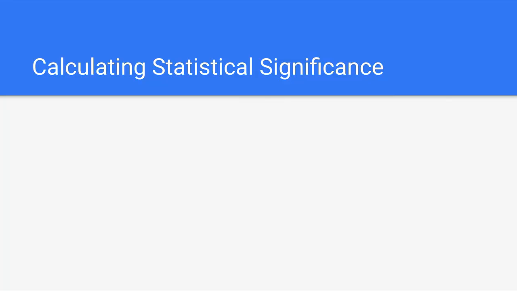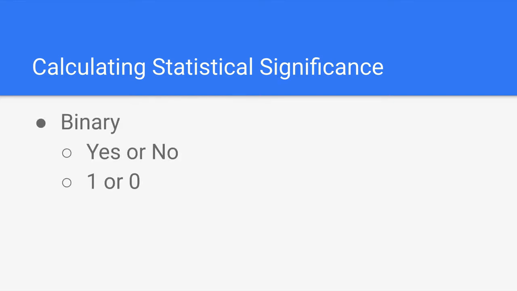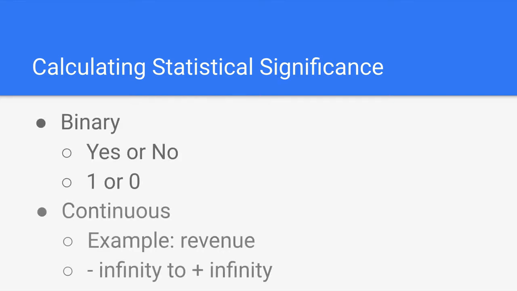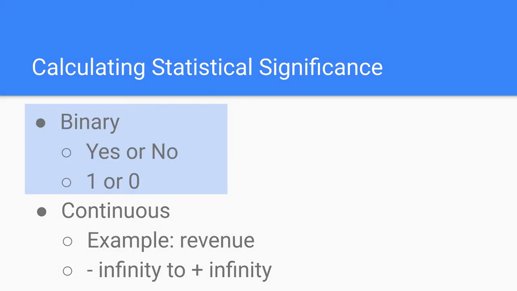Next, let's take a look at how we calculate statistical significance. There are two types of success metrics, where the stat sig is calculated differently. Binary variables have two outcomes, either yes or no, 0 or 1. Continuous variables could be metrics like revenue, where the value can range continuously from negative infinity to positive infinity. So first, let's take a look at binary variables.